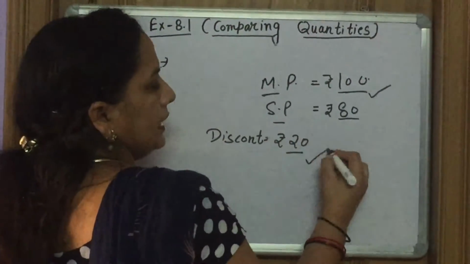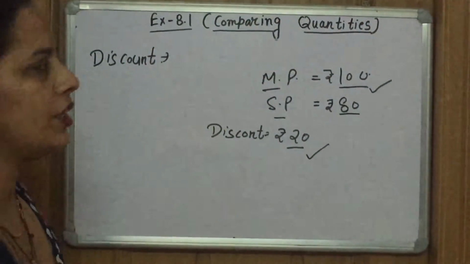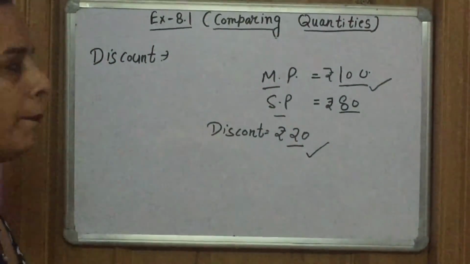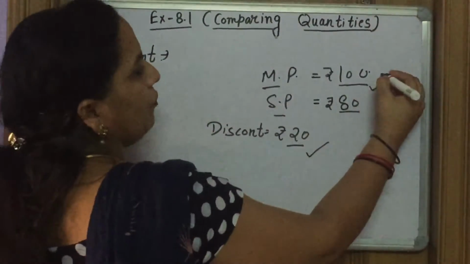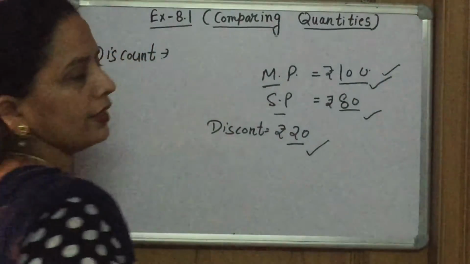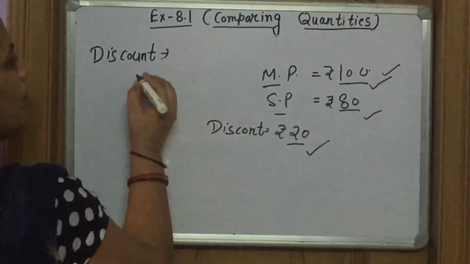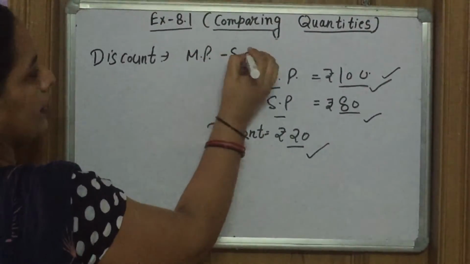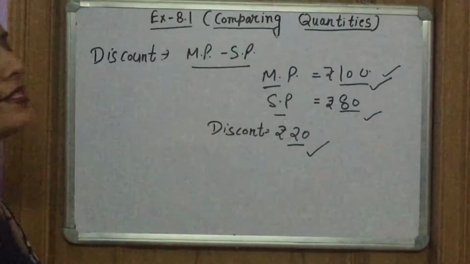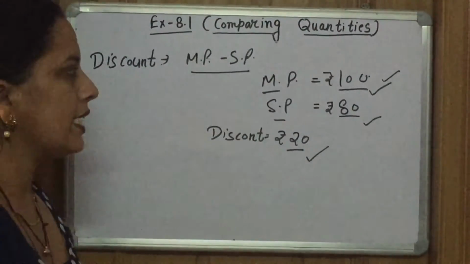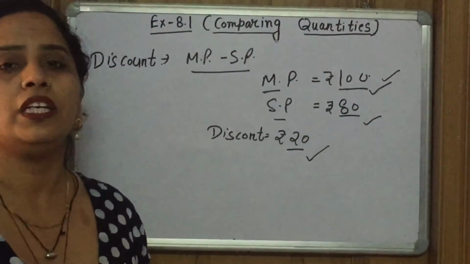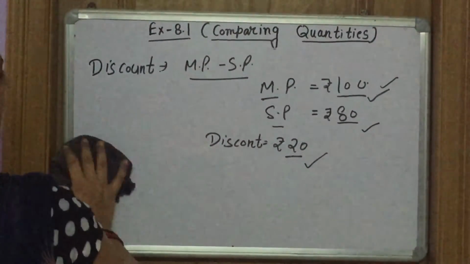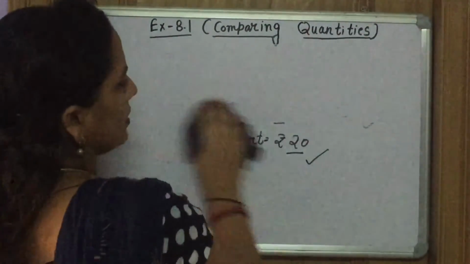That means discount is the reduction on the marked price, which you can find out by subtraction of the selling price from the marked price. So we can say that the formula of discount is marked price minus SP, that is selling price. So these are some basic quantities which we need to know before going to start our chapter. Now let's start our exercise.